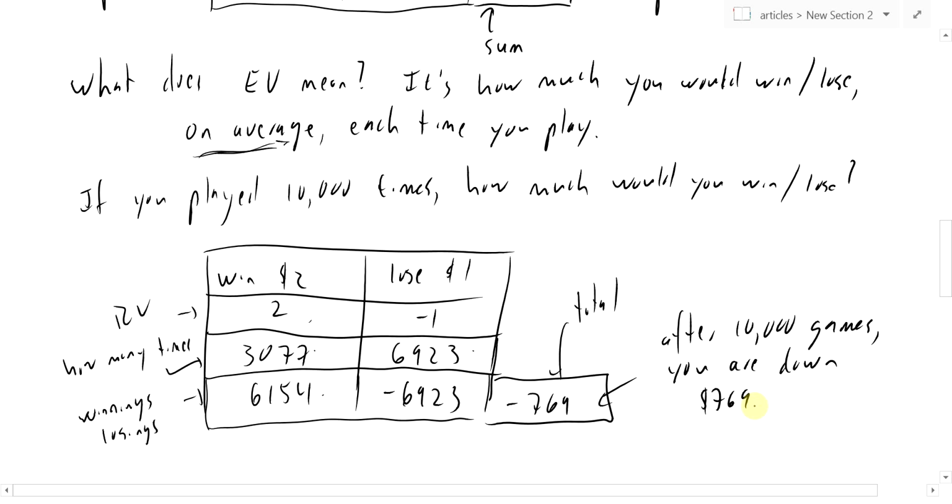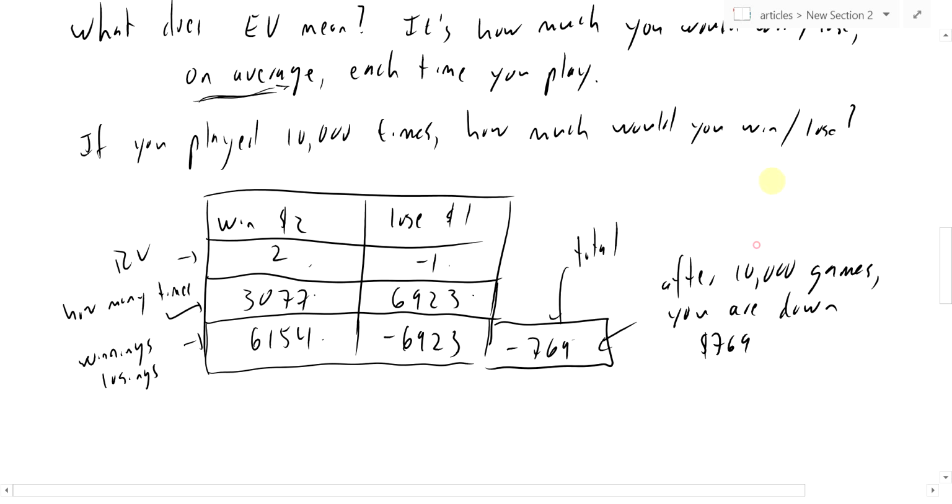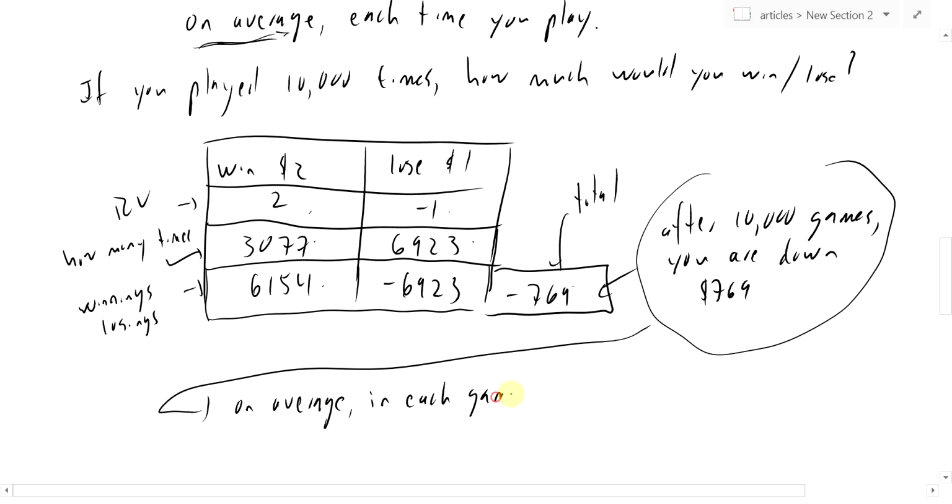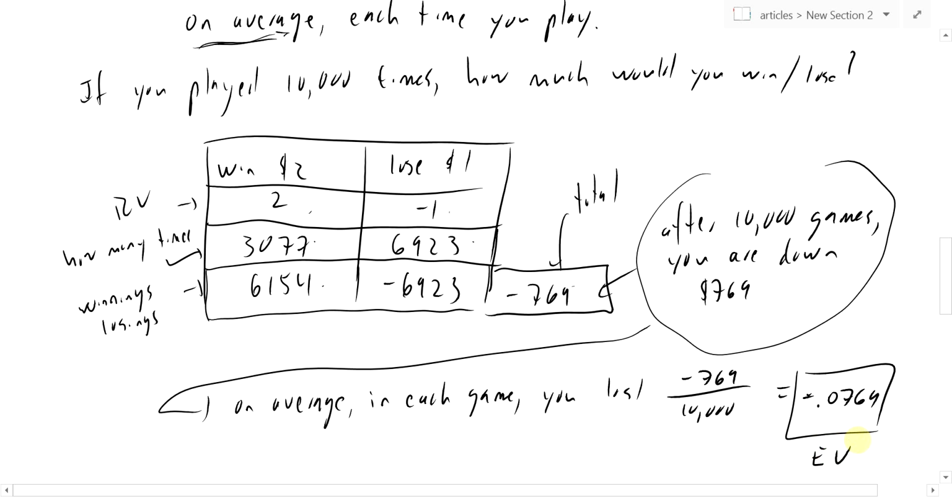And you can see how that works out. Every time you win $2, you get this much, but every time you lose, you lose $1. You go up some, you go down some, you tend to go down more than you go up, and you end up at minus 769. So on average, in each game, you lost minus 769 over 10,000, minus 0.0769. And that's our expectation value. And that's what expectation value is.